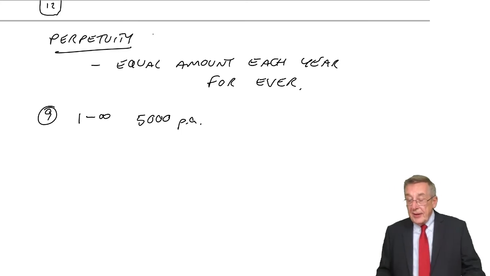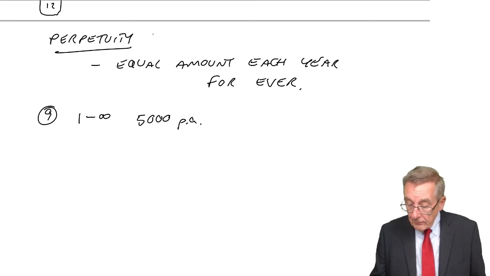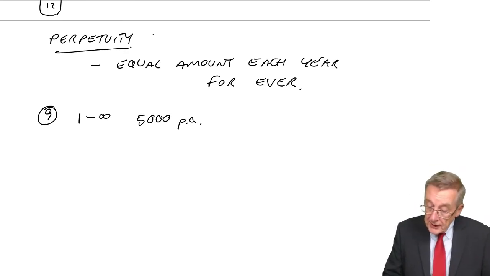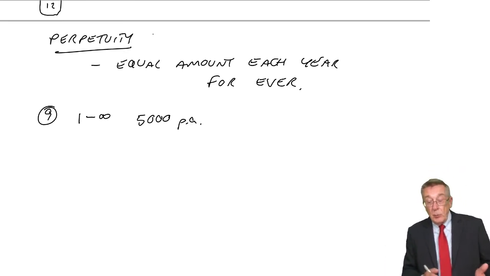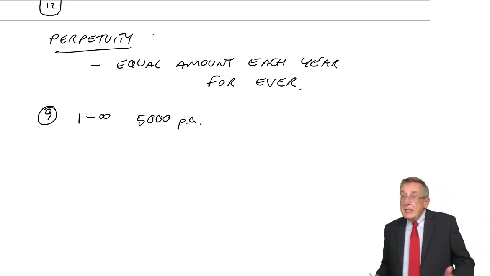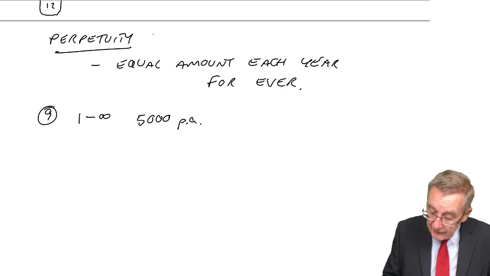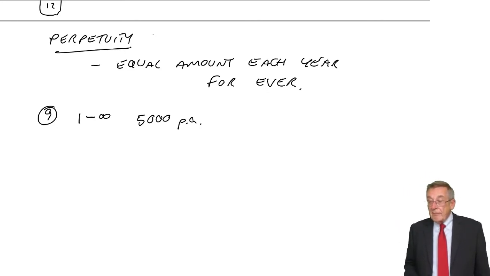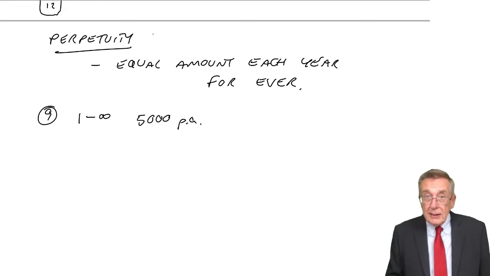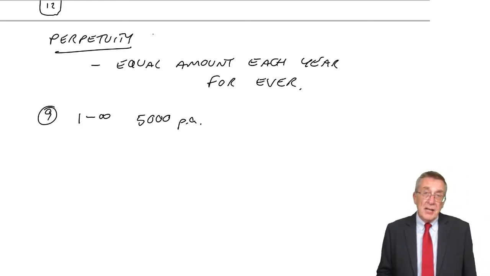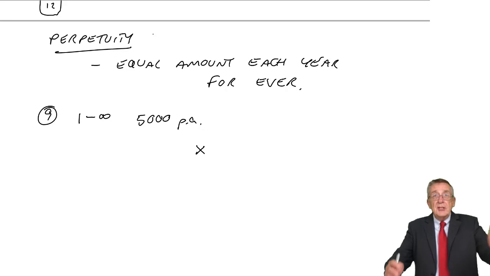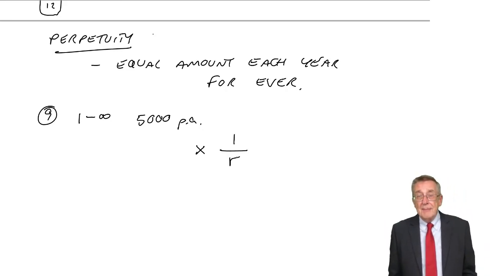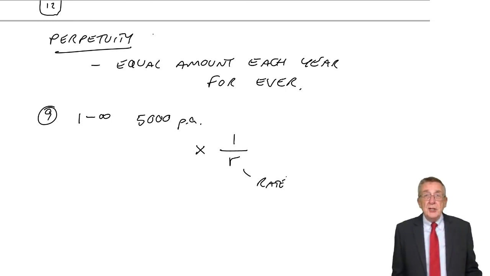Now, this is the one place where you haven't got tables. You've already seen if it's just one amount in 5 years' time, use the present value factors. If it's an equal amount each year for 5 years, 10 years, use your annuity factors. For a perpetuity, you don't get tables, there's a formula. You multiply by 1 over R, where R is the rate of interest.